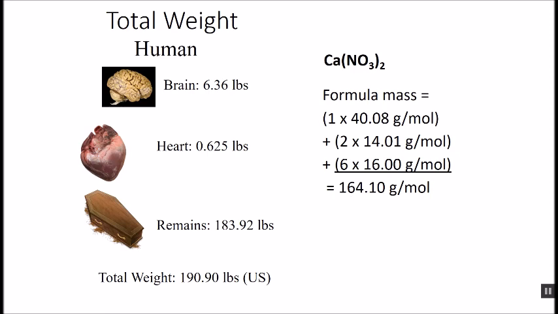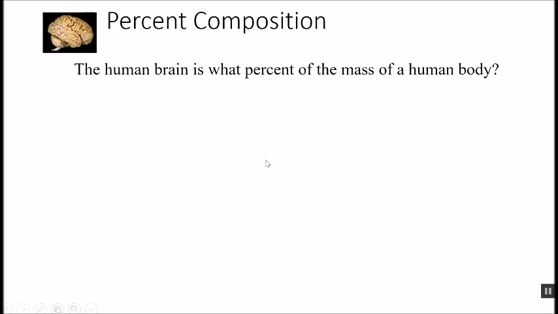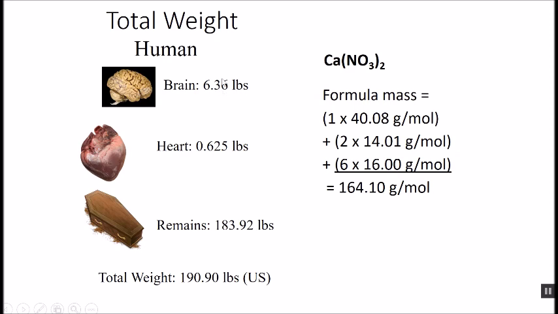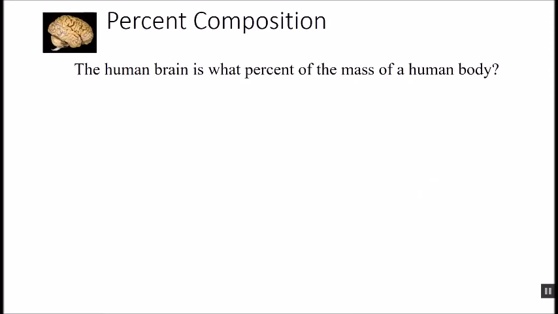We're going to take it a step further now and start extending our thought experiment and say, what percent of the mass of a human body is brain? So if we go back to look at our slide, a brain is 6.36 pounds, the whole body is 190.9. We want to know what percent of the body is brain. We would take the mass of the brain, divide it by 190.9, the total, and because it's a percent, we multiply times 100, and that gives us about 3.3% brain. So that's a pretty good amount of brain matter.